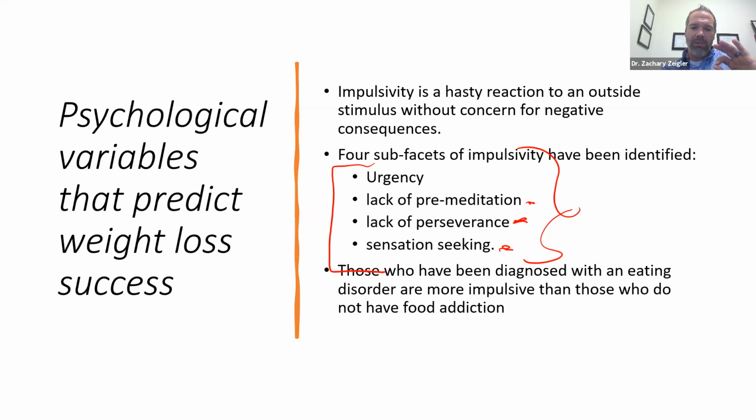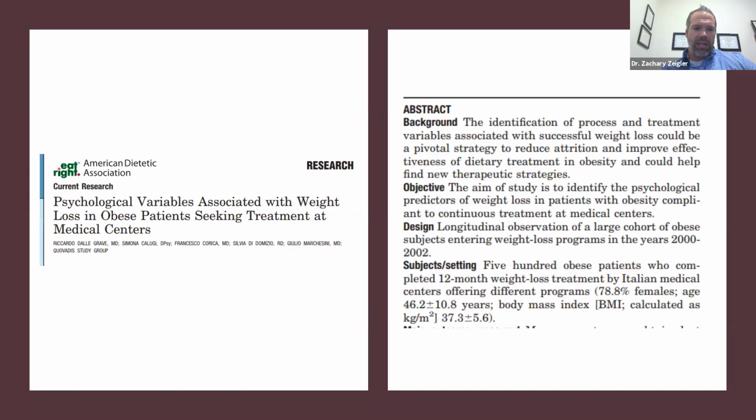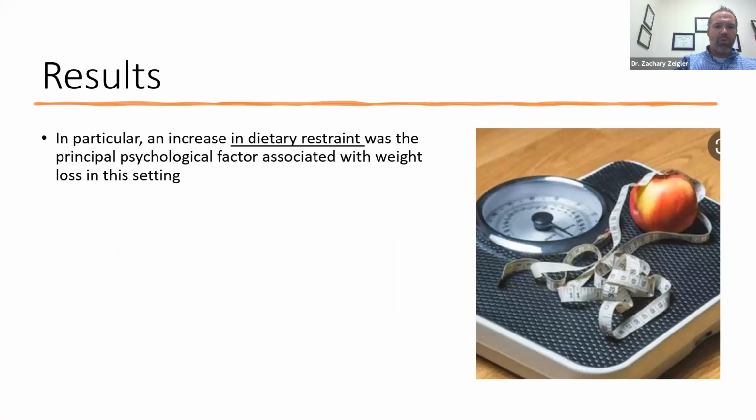So we want to move away from these things. And what do we move to? Another study wanted to look at what psychological variable predicts weight loss. What they found was the number one variable that predicted weight loss success is simply dietary restraint. This is a no-brainer. All we're saying is, are you restraining what you should be putting in your mouth? Are you practicing restraint? Oh, there's a plate of Oreos there. Dietary restraint says, I can't eat Oreos.